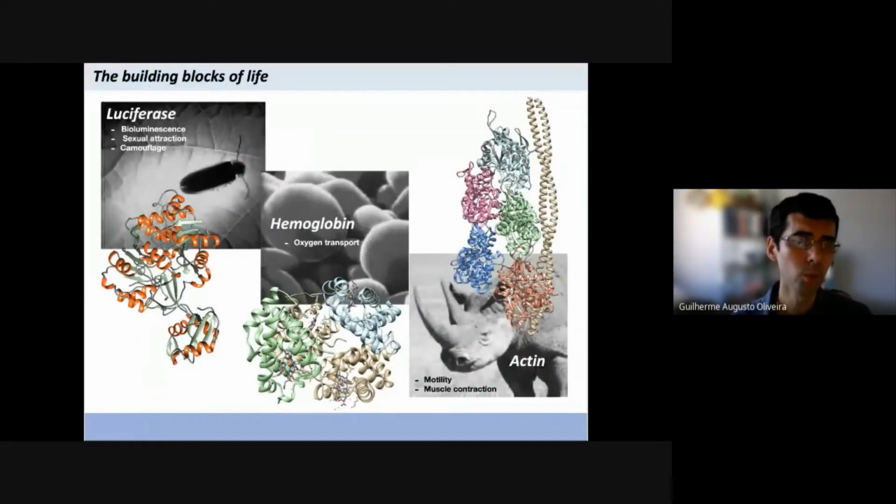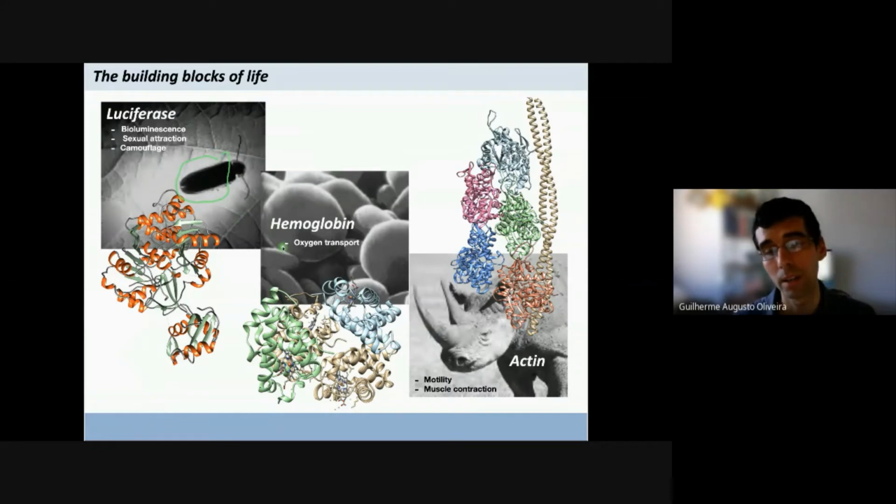Well, and roughly speaking, to understand how proteins work, we should definitely have structural information of proteins. So by having these structural data, we can better understand how they work. For example, these are just generic examples. By having the structure of luciferase, we can understand how these proteins produce light, the events of bioluminescence. And there are a lot of implications, for example, for sexual attraction, and also the camouflage for these tiny bugs, right?